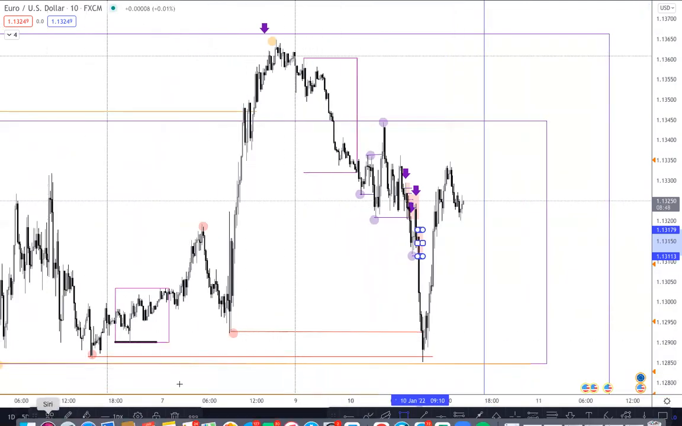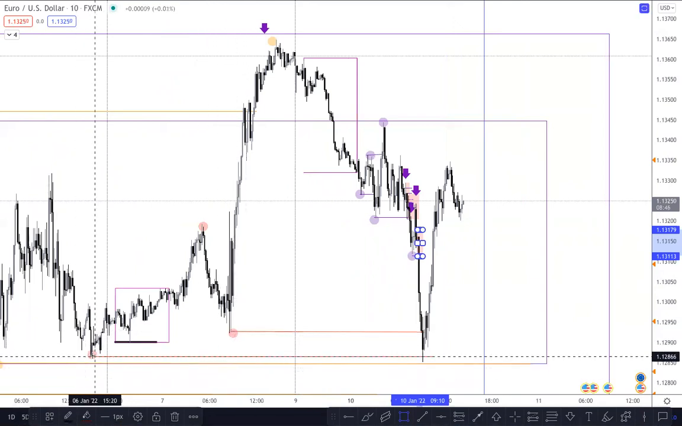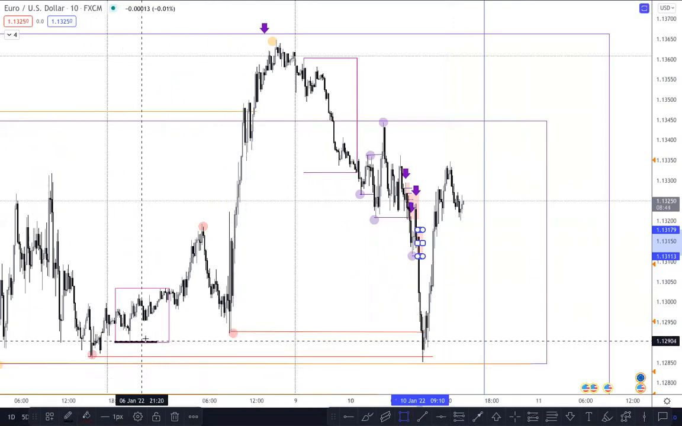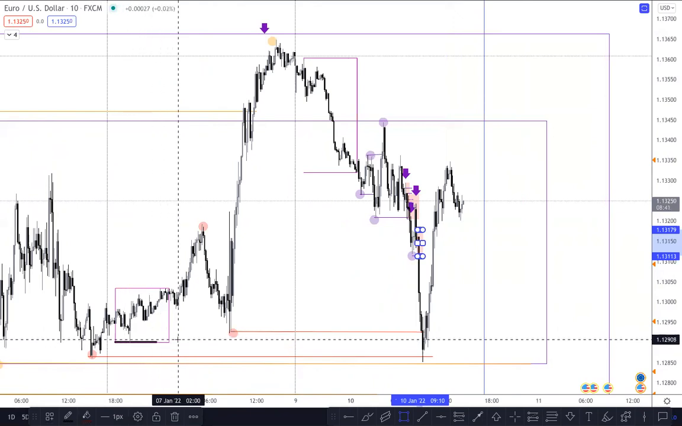Let's look back here a little bit. Here we have a sweep of these lows and a sweep of these lows. And we've also taken out previous day lows right here.